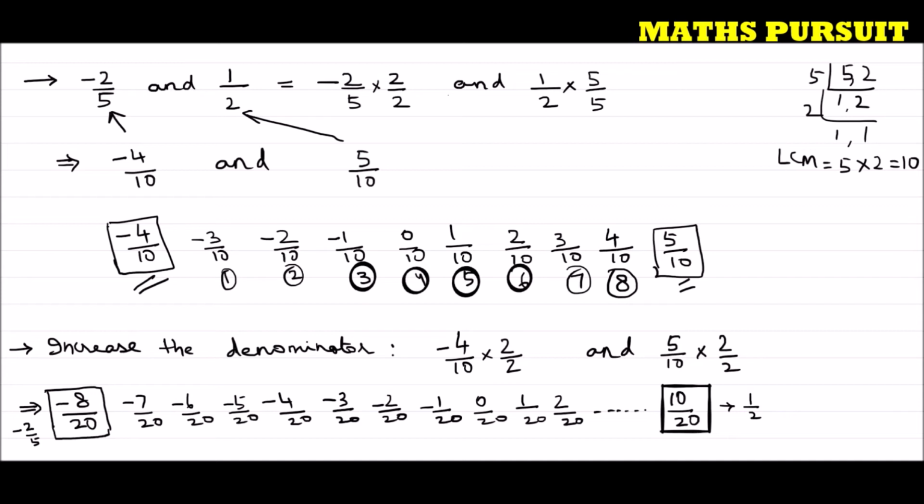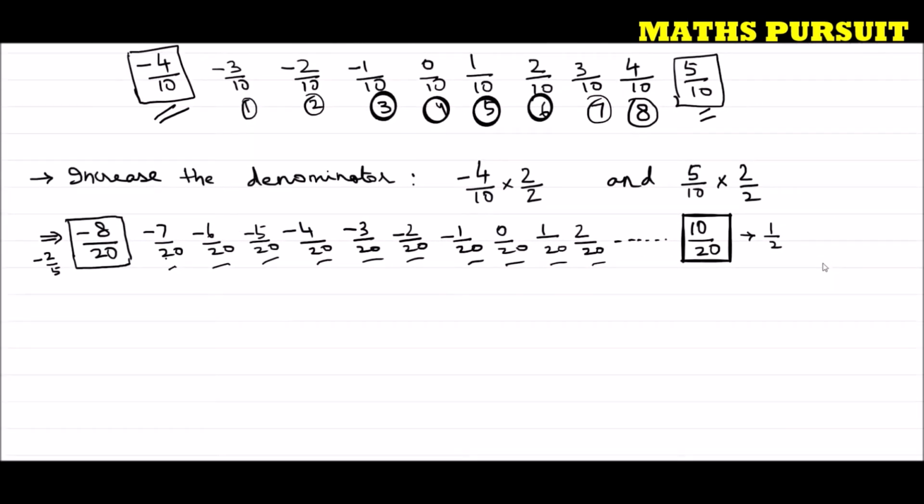And you could see we could have taken 10: 1, 2, 3, 4, 5, 6, 7, 8, 9, 10. So these are the 10 rational numbers that we are able to find between minus 2 upon 5 and 1 upon 2. Now let us represent these 10 rational numbers on a number line so that the picture will be more clear.